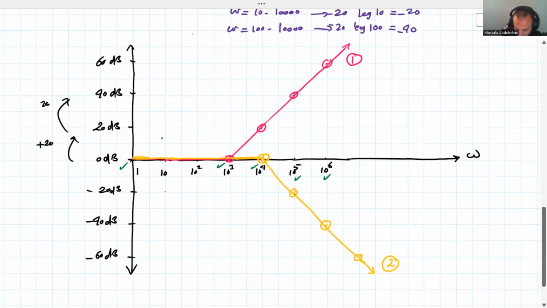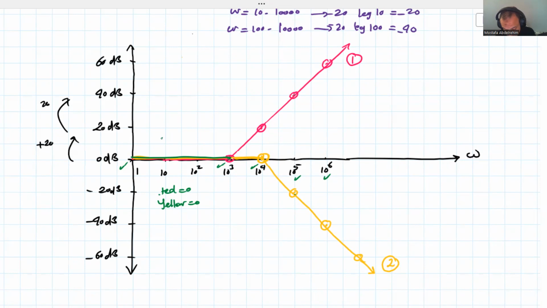Okay, so from 1 to 1,000, the red is equal to 0, and the yellow is also equal to 0. So 0 plus 0 is 0. So we're going to have again 0 until 1,000.